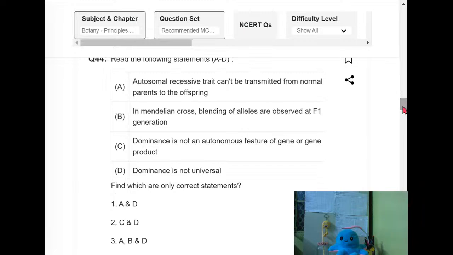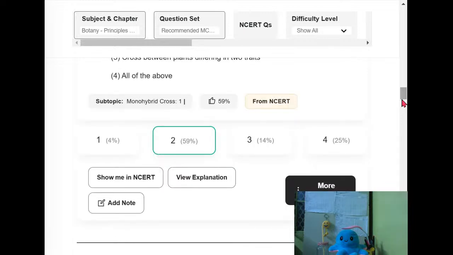Read the following statements A to D and find which are the correct statements. Autosomal recessive trait can't be transferred from normal parent to the offspring. In Mendelian cross, blending and alleles are observed at F1 generation. Dominance is not an autonomous feature of gene or gene product. Dominance is not universal.